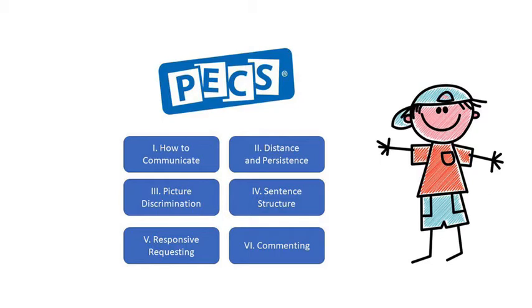PECS consists of 6 phases and begins by teaching the child to exchange a single picture of a desired item or action to make a request. It then goes on to teach discrimination of pictures and how to put them together into sentences. In later phases, it then goes on to teach our children to answer questions, comment and describe.